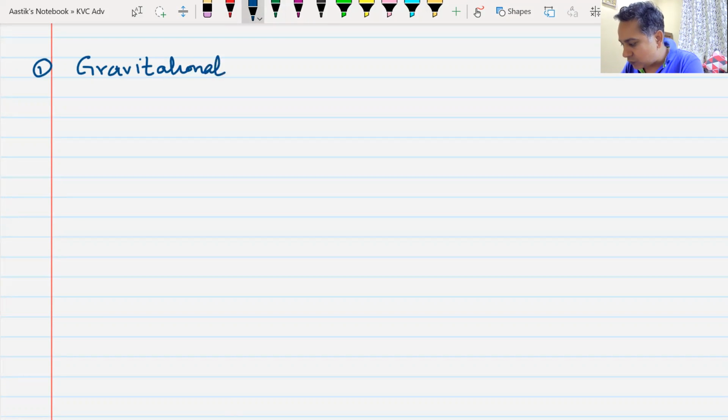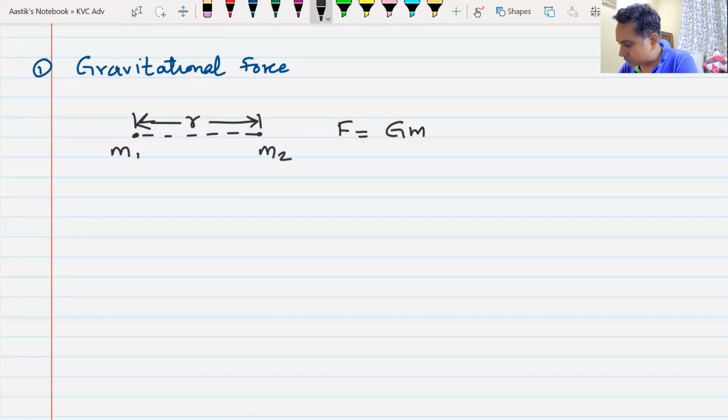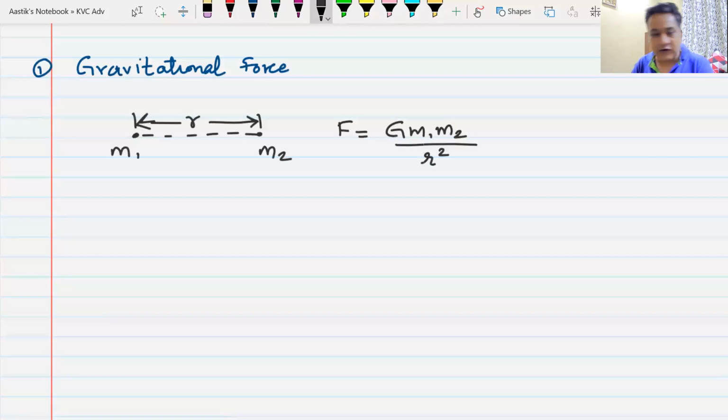Now, gravitational force is the force of attraction between any two bodies of mass, separated by some distance. For example, if you have two bodies, M1 and M2, separated by a distance of R, they will attract each other with a force. That force is known as the gravitational force. Yes or no? Yes. And the value of this gravitational force is G M1 M2 divided by R square. And it is always attractive in nature. Anyone understands this? Yes or no?